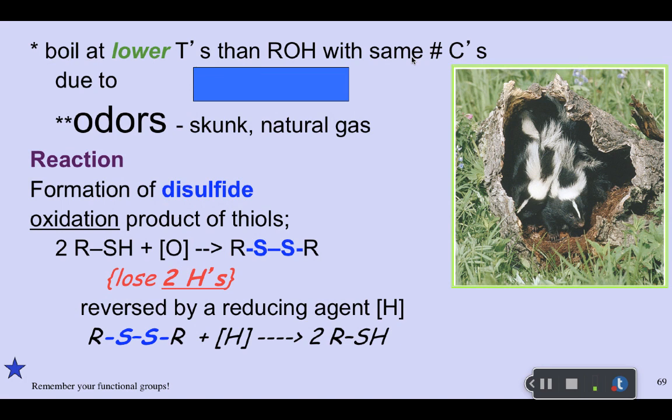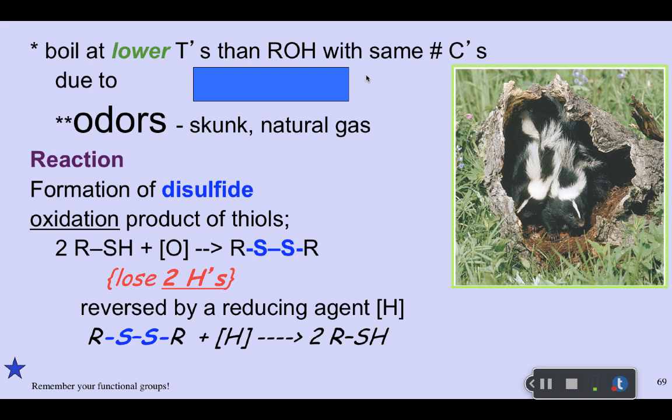What else do you need to know about thiols? Names, reactions, and properties. Okay, we looked at a few names. I will really not emphasize them a lot, so do not distress. But properties and one particular reaction we need to know. Properties, they stink, you bet. And they are going to boil at lower temperatures than alcohols with the same number of carbons. Why do they boil at lower temperatures? Well, the things that we've seen so far that have the highest boiling points were alcohols.